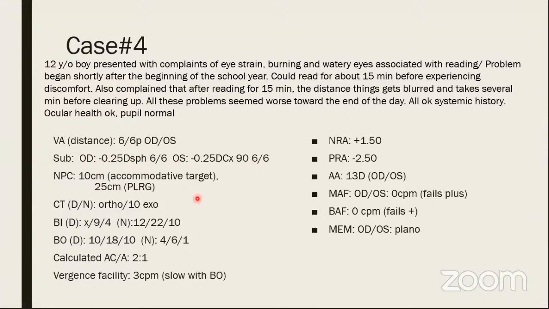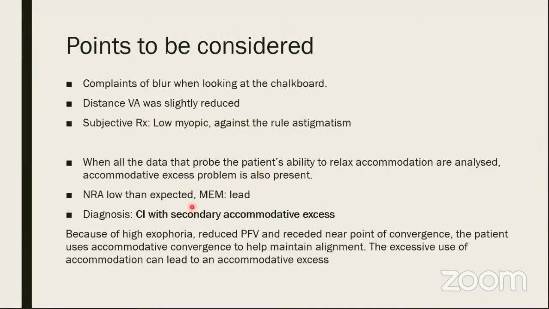Okay, and our test relates to a patient with convergent insufficiency, because the patient complains that the distance thing gets blurred when doing near work and it takes time to clear up. Okay, so this gives us the idea that it is a convergent insufficiency with secondary accommodative excess. Okay, so sometimes these things should also be related.